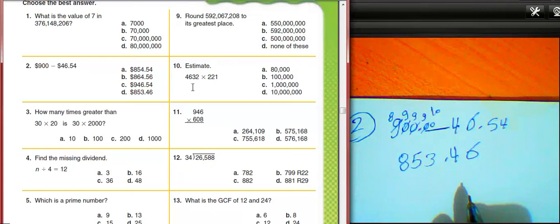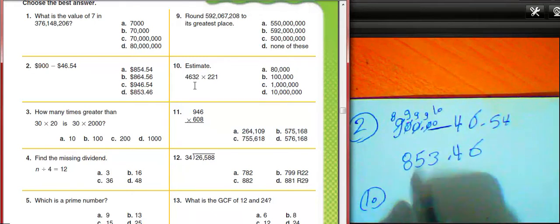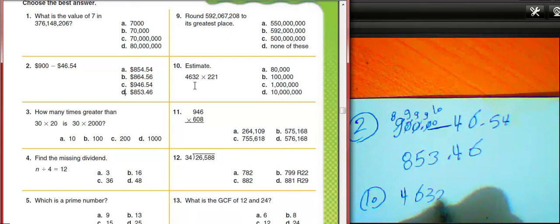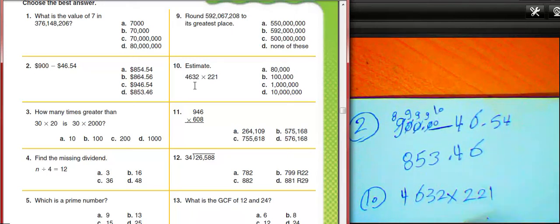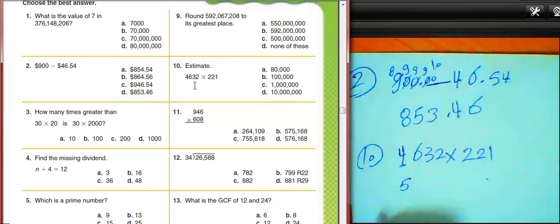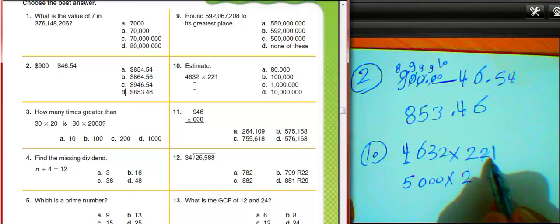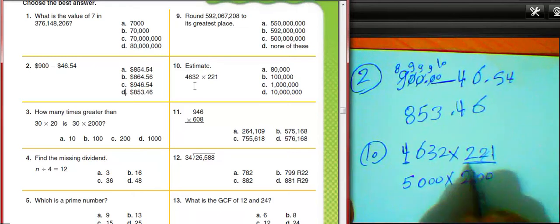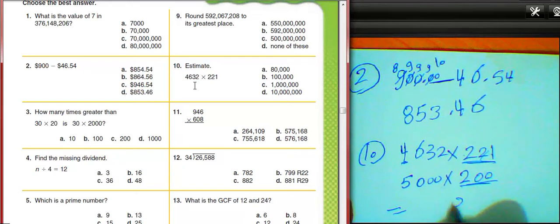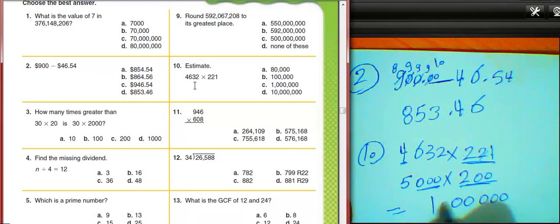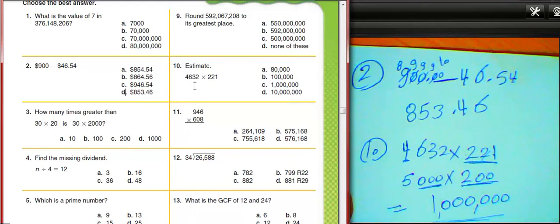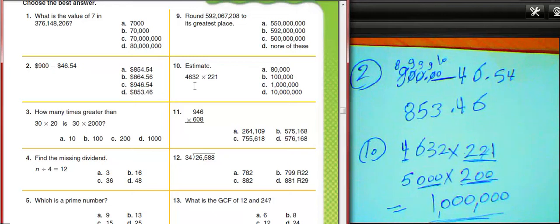Question number 10. Estimate. He asks about estimating 4,632 multiplied by 221. Look at 4,632: 6 can give 1, so it will be 5 because 6 is more than 5. So we write 5 here and behind it 1, 2, 3 zeros. And 221 becomes 200 because 2 is less than 5, so it can't give 1. It will be 200, with 1, 2, 3, 4, 5 zeros in total. 2 times 5 equals 10. Then the result will be 1 million. Letter C for question 10.